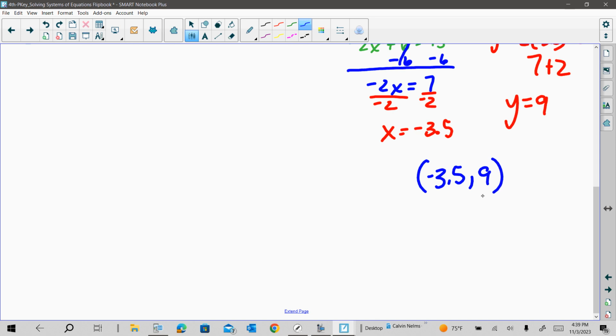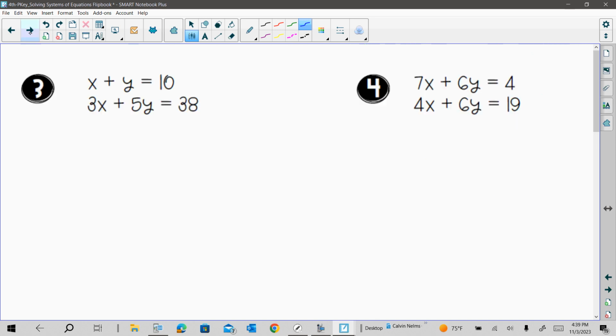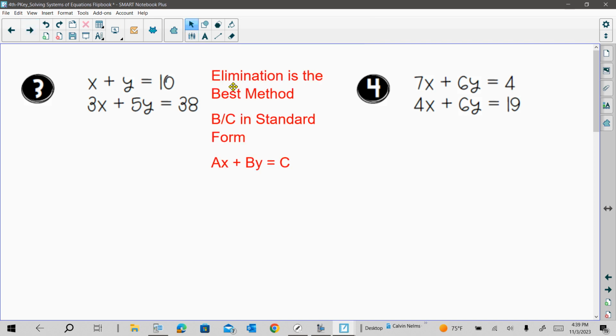What I want you to do is see if you can pick the best method on the remaining problems 3 through 6, and solve them. Hopefully on this first one you see that this would be elimination because the x's and y's are stacked, but you want to create an opposite to eliminate. So I would multiply the top by -3 first, write the new equation underneath, and then you can eliminate your x's.